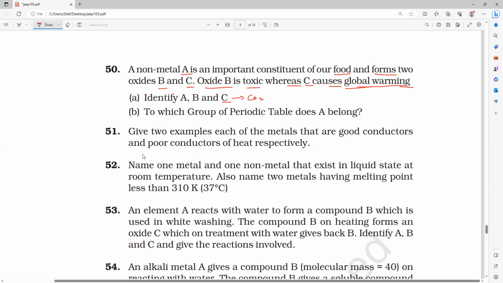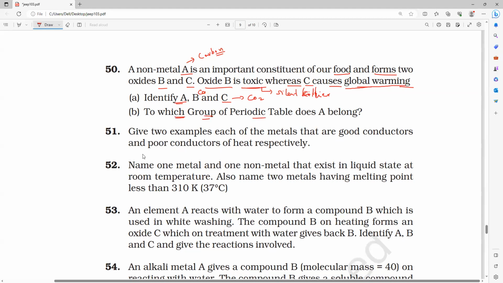Yes, sir. Next, which is very toxic? I used to use the word silent killer. Colorless, carbon monoxide, the silent killer. So that is carbon monoxide, CO. Identify A. What is A? Carbon. So carbon. That's all. So that is the question.